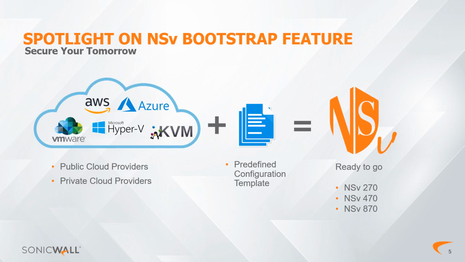NSv Bootstrap feature. Bootstrapping involves deploying the NSv system using a predefined template or customized configurations, ensuring it is ready for operation immediately after deployment. To enhance this deployment method, we've introduced token-based registration and authentication, allowing the NSv to register seamlessly during the automated deployment process. While initially supported in KVM deployments, the 7.1.1 firmware release extends compatibility to include VMware, Hyper-V, AWS, and Azure, expanding the range of supported platforms for a more versatile deployment experience.